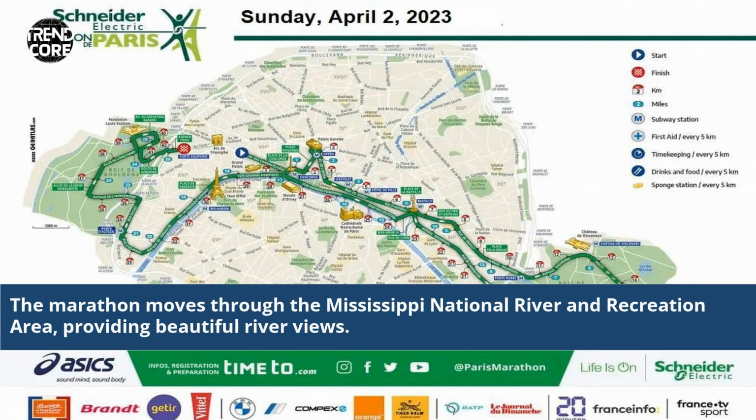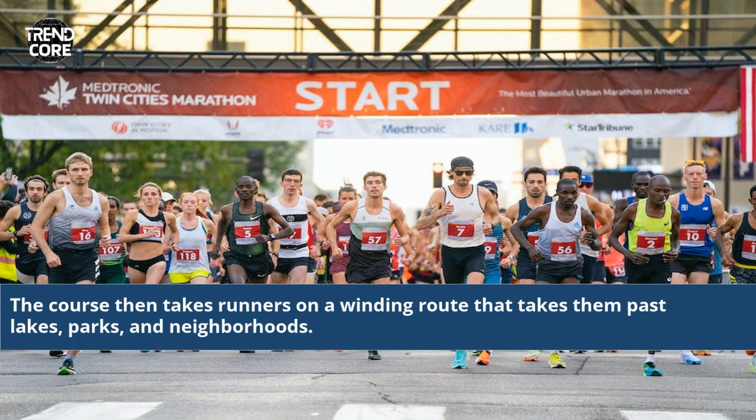The marathon moves through the Mississippi National River and Recreation Area, providing beautiful river views. The course then takes runners on a winding route that takes them past lakes, parks, and neighborhoods.